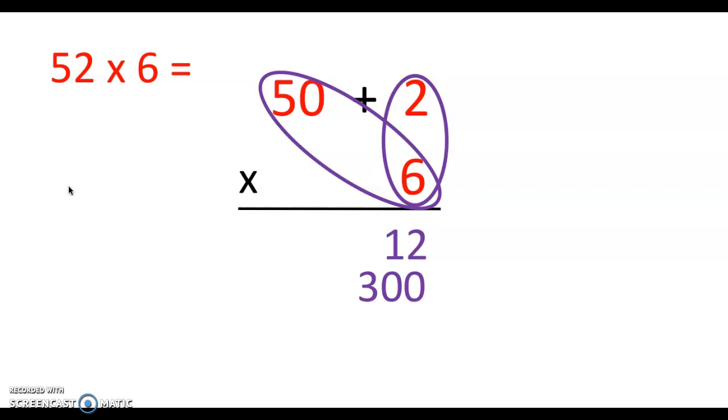Alrighty, friends, what's our next step? Yes, we need to add them. 300 plus 12 is 312. If you got that, good job, good job. Let's try another.